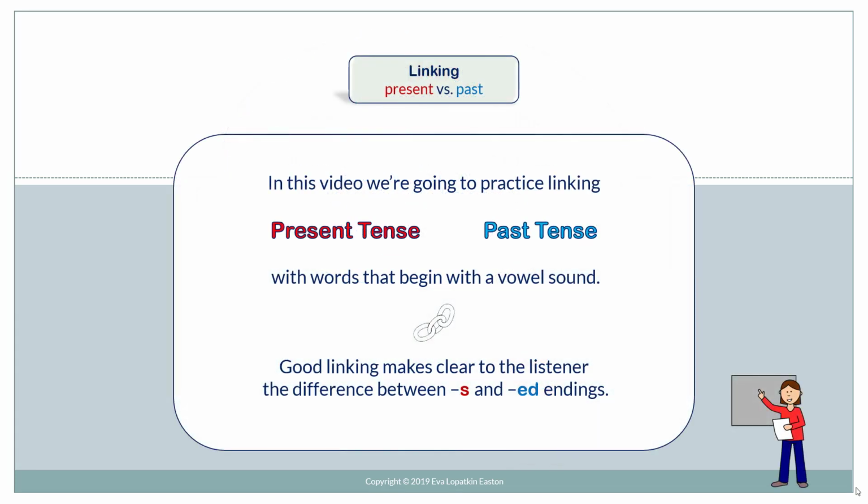In this video, we're going to practice linking present tense and past tense with words that begin with a vowel sound. Good linking makes clear to the listener the difference between S and ED endings.